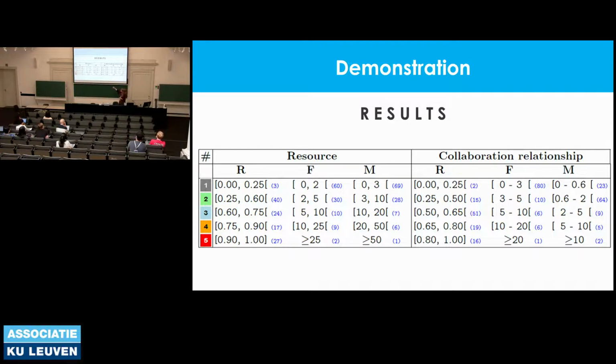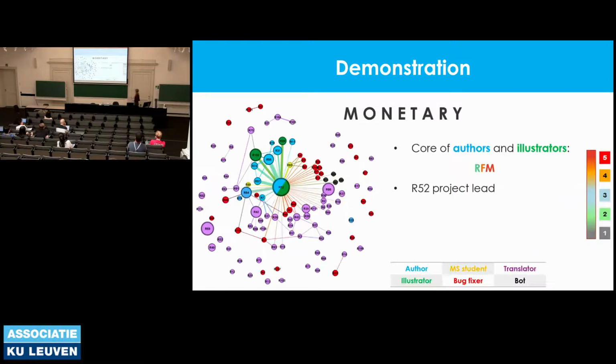You can see there's one resource who has a very high monetary value. You can also see that there are only 2 resources who have a very high frequency level, and very few resources who worked only at the beginning of the project, so are in segment 1 of the recency. And we'll show you this in graph form.